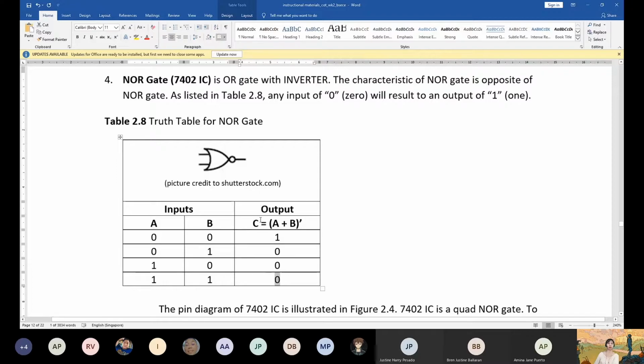Okay, so in Boolean equation, this is the Boolean equation for the NOR gate. You add first, then open and close parenthesis, then prime or inversion. Such that 0 plus 0 is 0, then invert: 1. 0 plus 1 is 1, invert: 0. 1 plus 0 is 1, invert: 0. 1 plus 1 is 1, invert: 0. Okay, so that's how we got the output here.